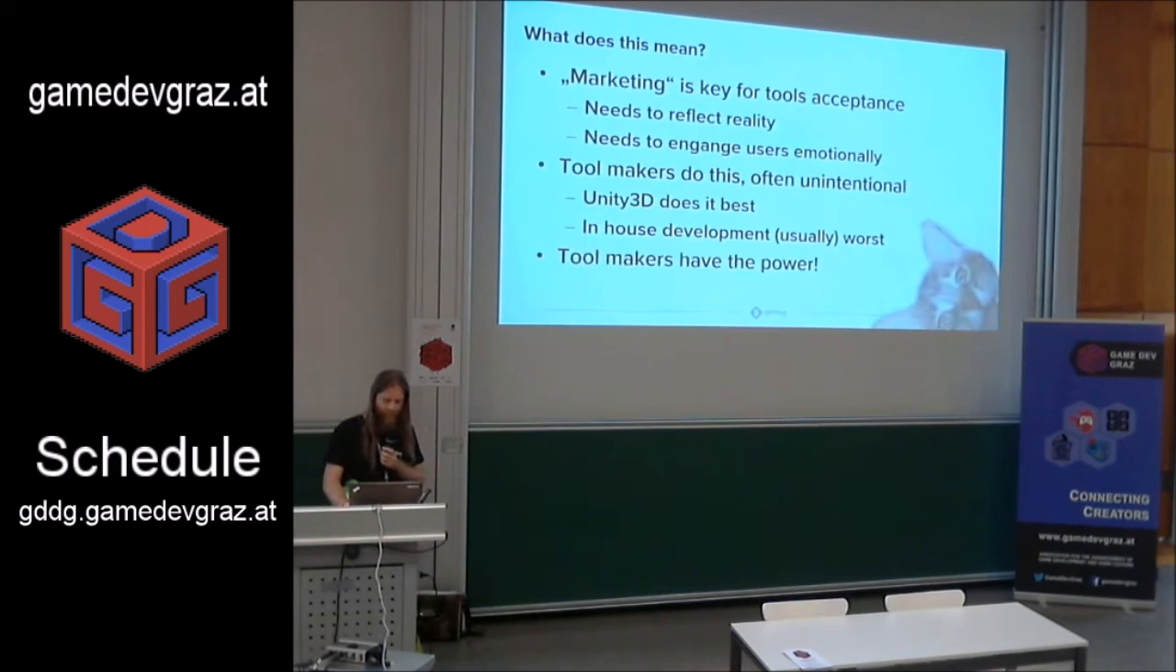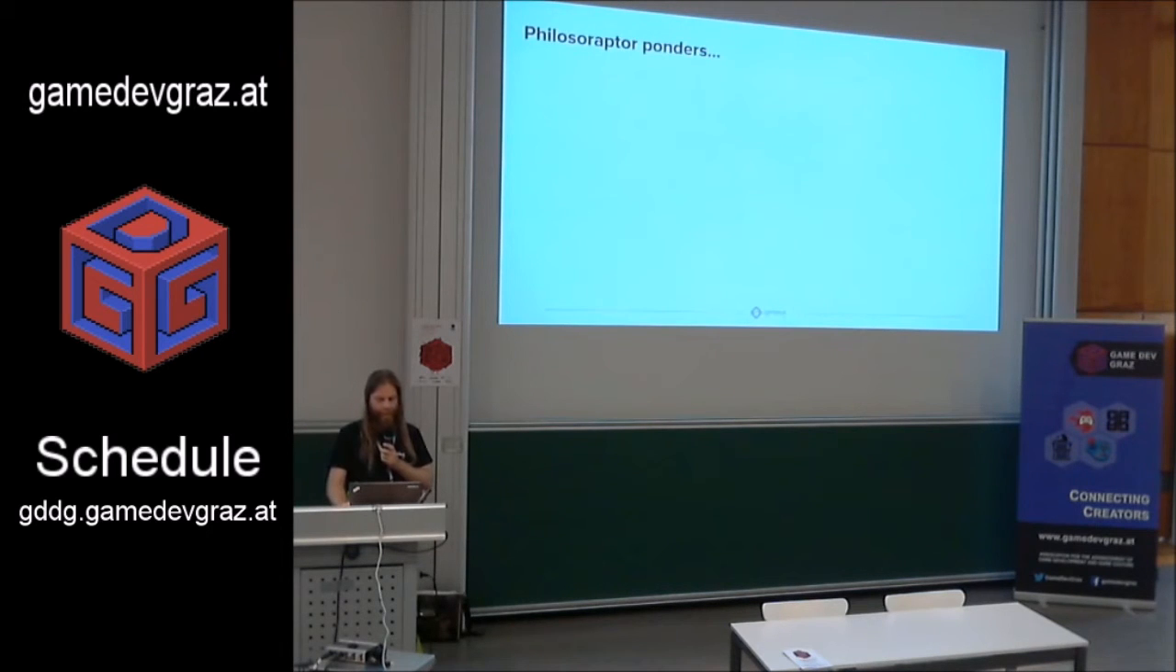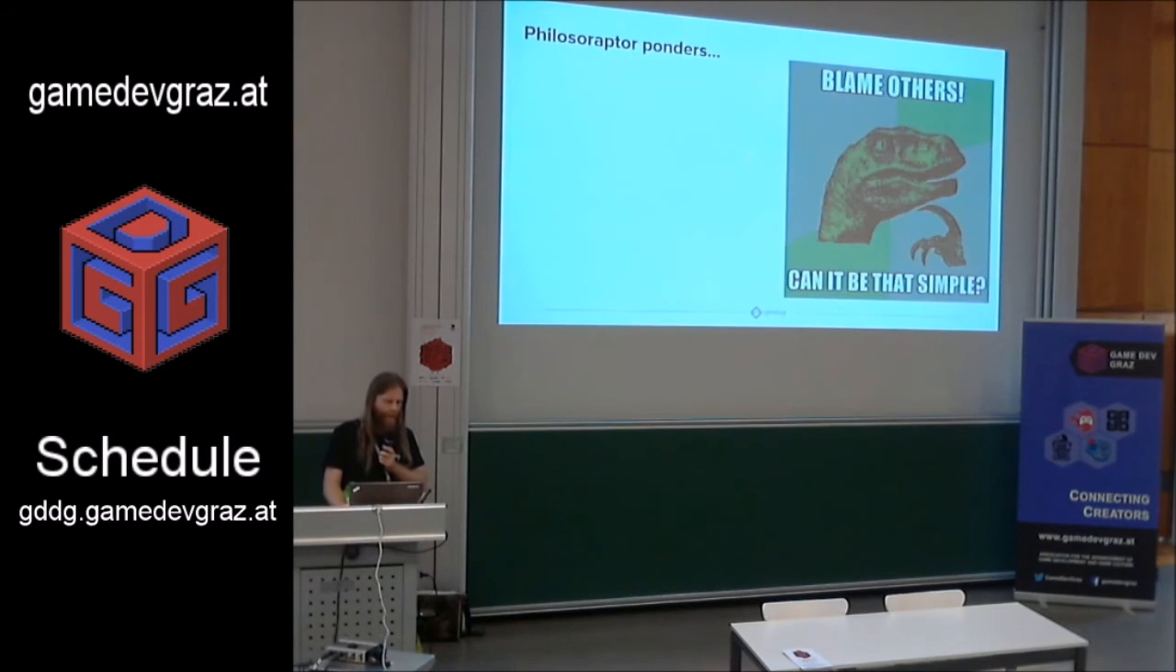So this means the toolmakers have the power, and here's the power cat appearing. So if you are creating tools, use that power. If you're not creating tools, keep in mind that the tool might not do what you initially thought it does, and give it a little time. So, it's that easy. Well, no, my thinking buddy Velociraptor ponders. Well, if toolmakers are to blame, can it really be that simple? And this will come into my second theory I will present today.